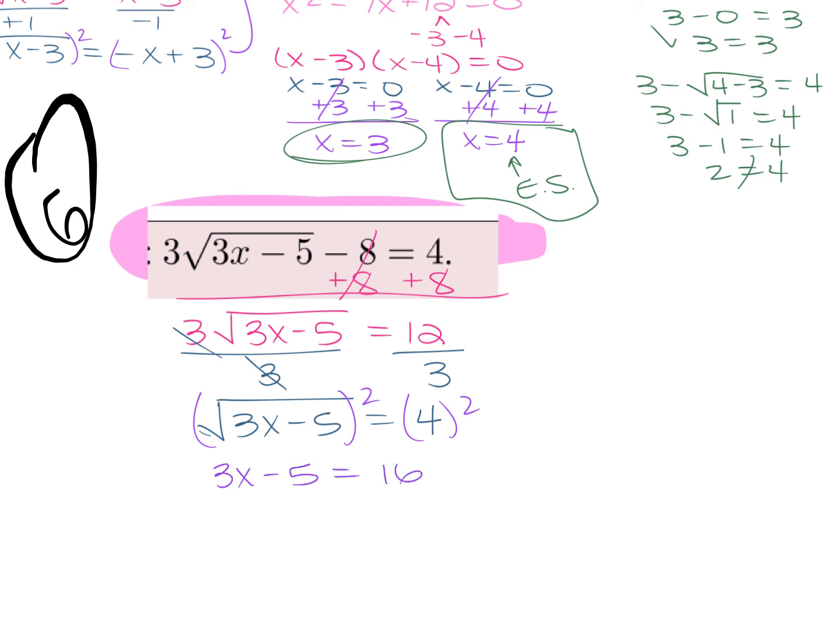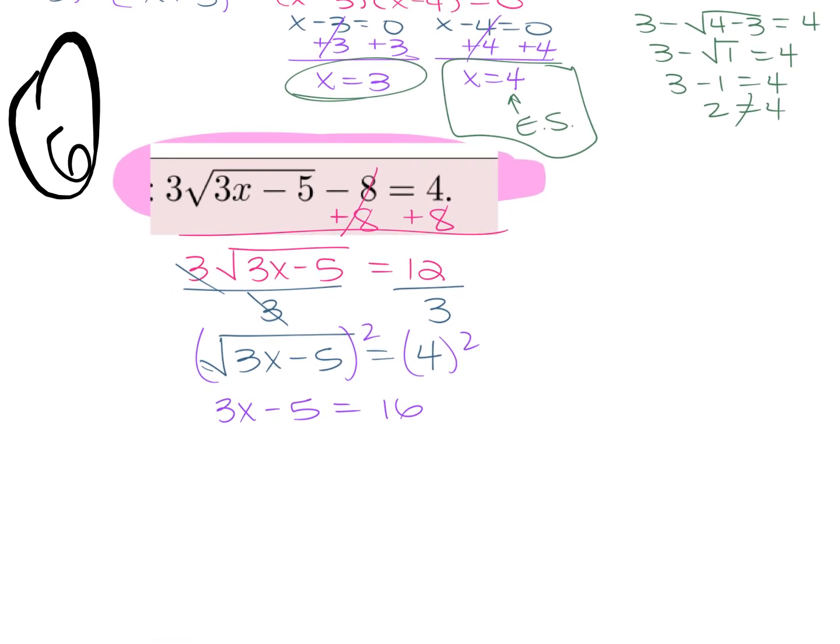Again, we don't have an x squared on this one, so we're just going to solve for x. Move your 5 over, add it to both sides. You have 3x is equal to 21. Divide each side by the 3, and x is 7. Before you say that's your answer, check it.